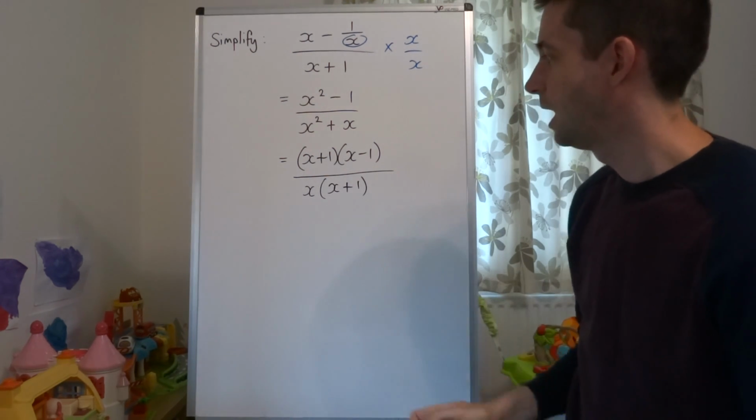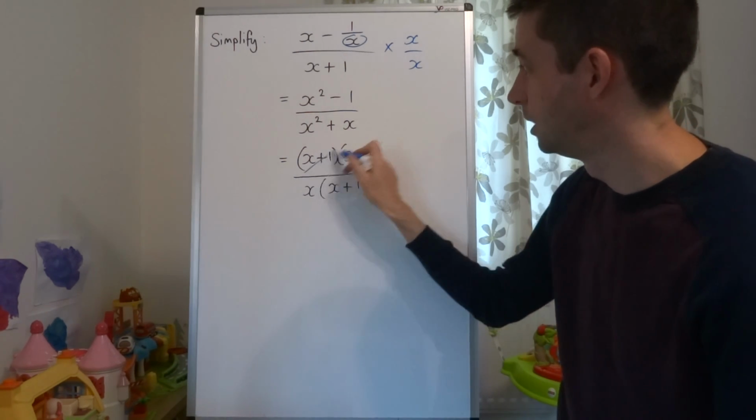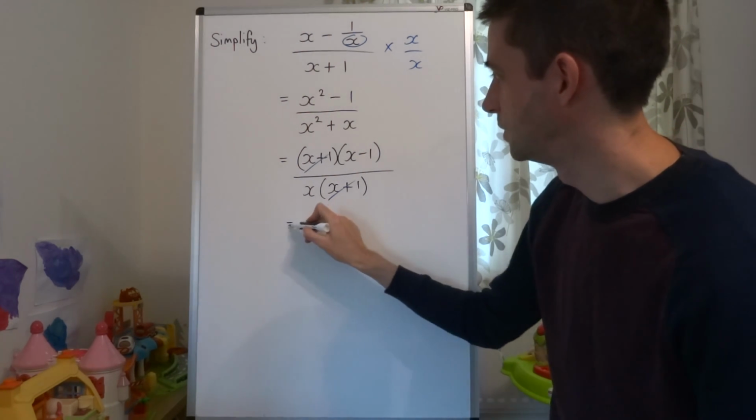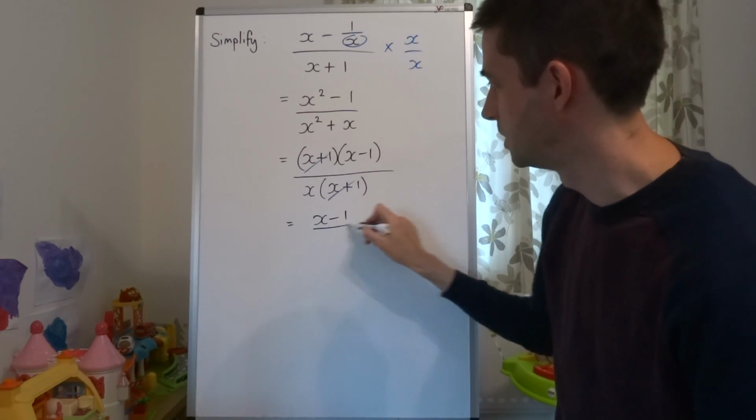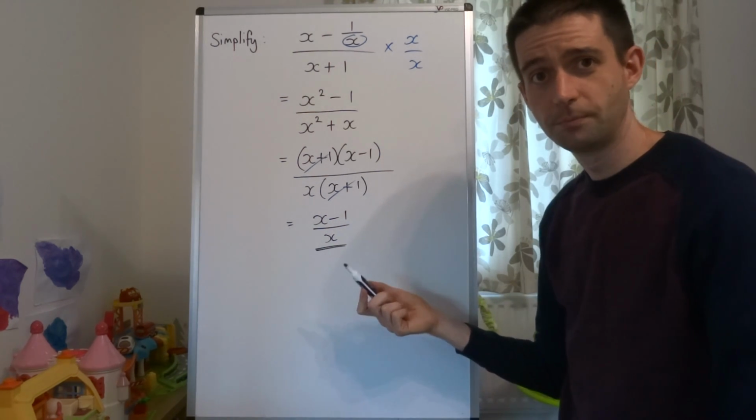And then you can see you've got a common term on the numerator and the denominator, which we can cancel. So that x plus 1 will cancel, which leaves us with our final answer of x minus 1 over x. And that is job done.